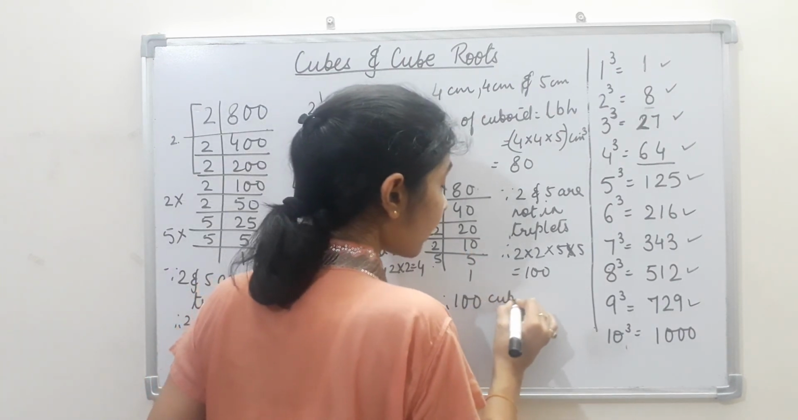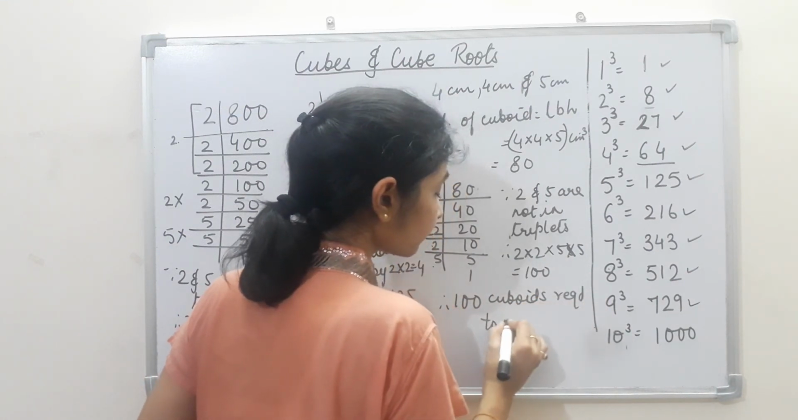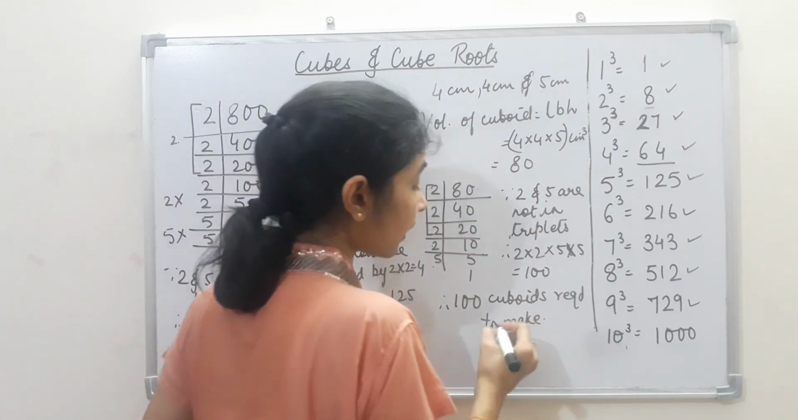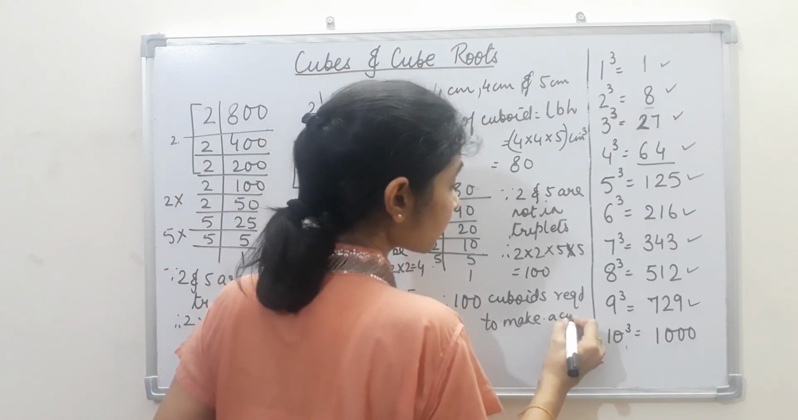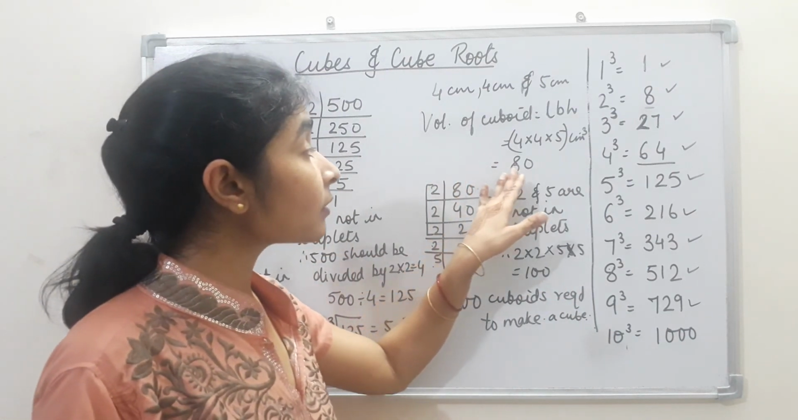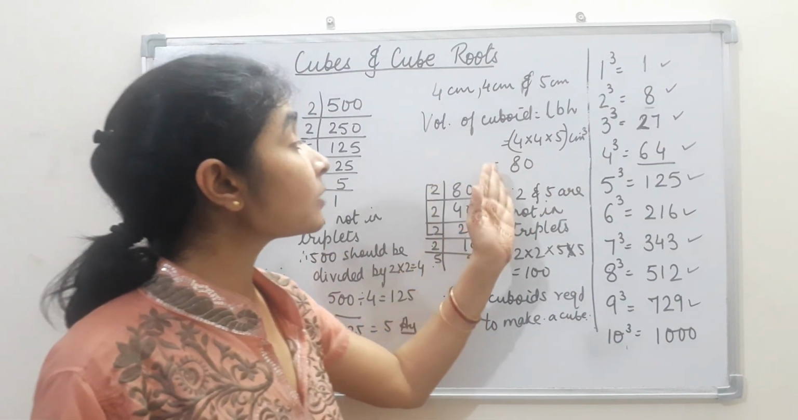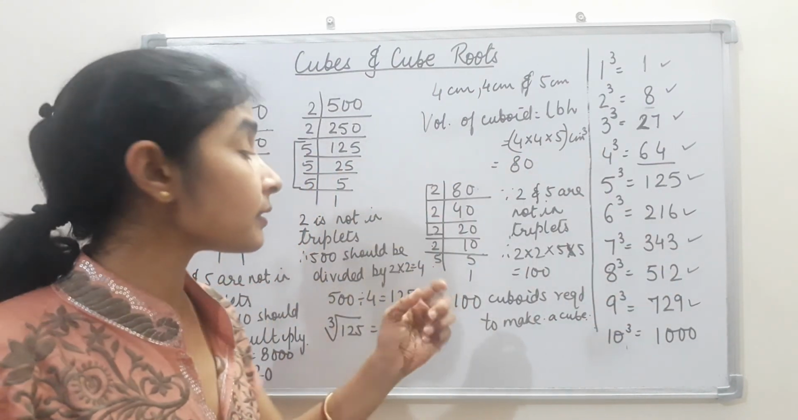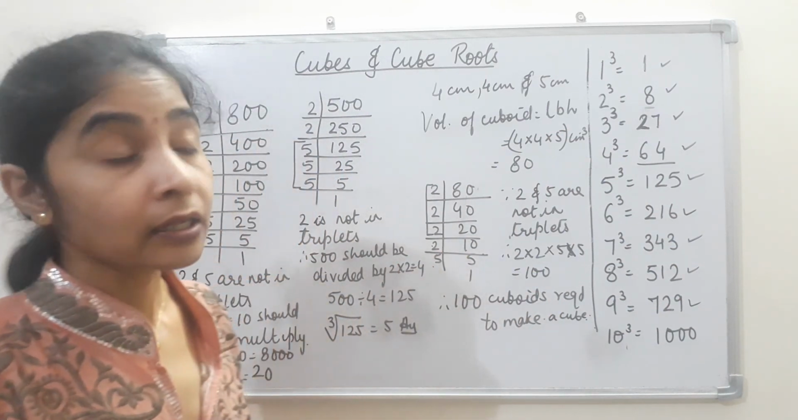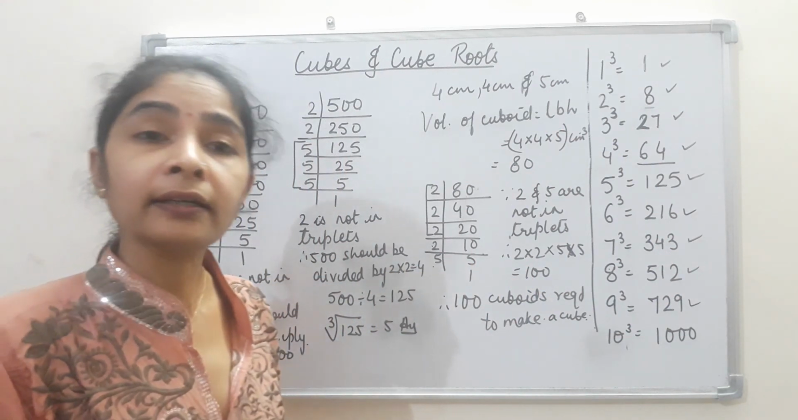100 cuboids are required to make a cube. If we need to make it a perfect cube, then we require 100 such cuboids, because the volume of each will be equal to 80. So 80 into 100 will give us a perfect cube. So 100 such cuboids will be required. These types of questions are generally asked in case of cubes and cube roots.